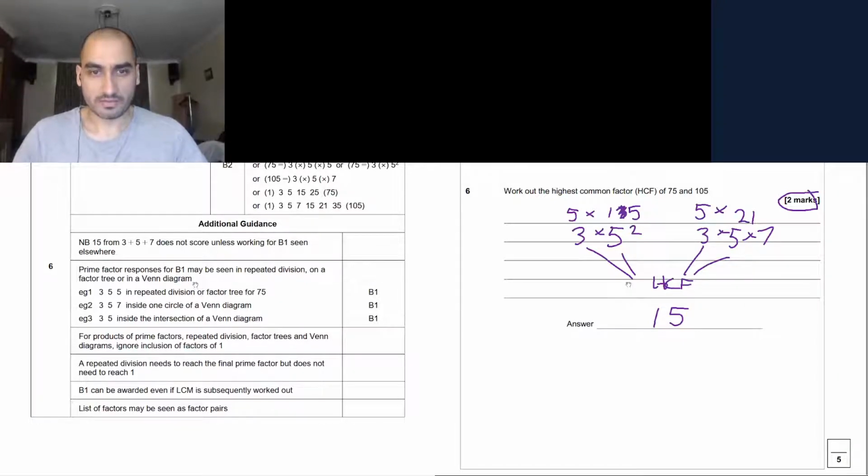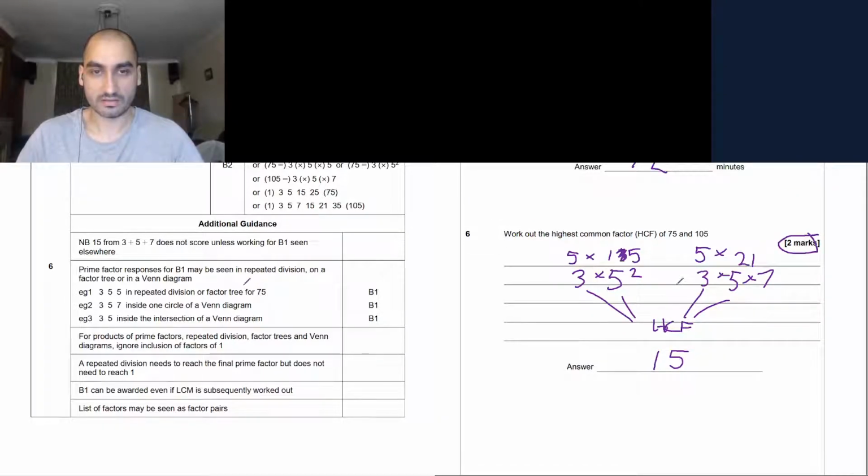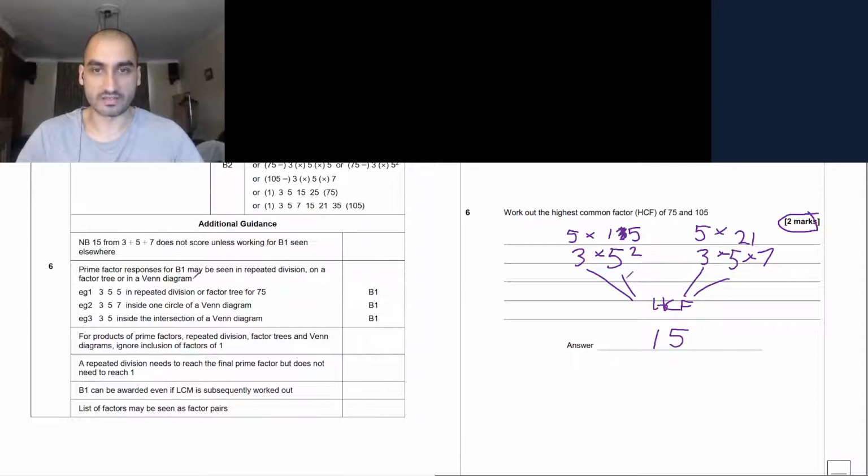Venn diagram. You can get marks for drawing a Venn diagram here, or a factor tree. I guess what I drew was kind of a factor tree. But a Venn diagram? That's an interesting way of thinking about it.